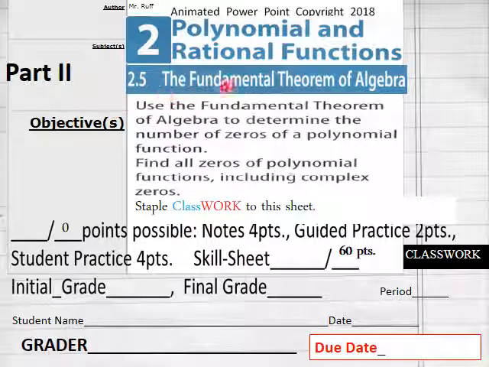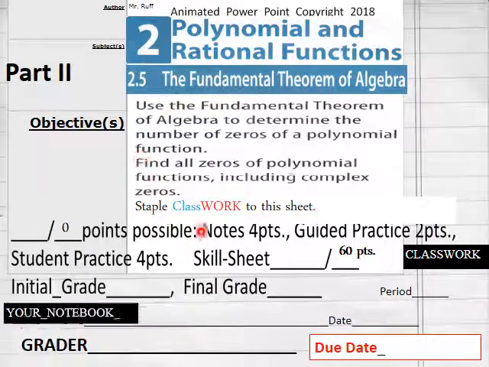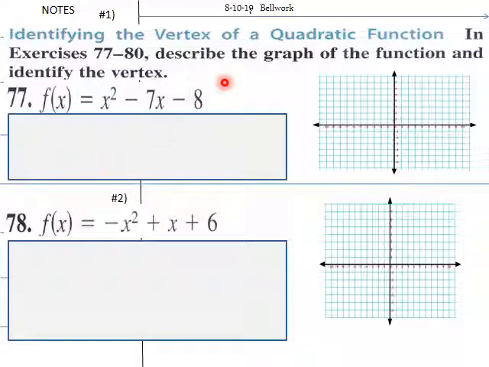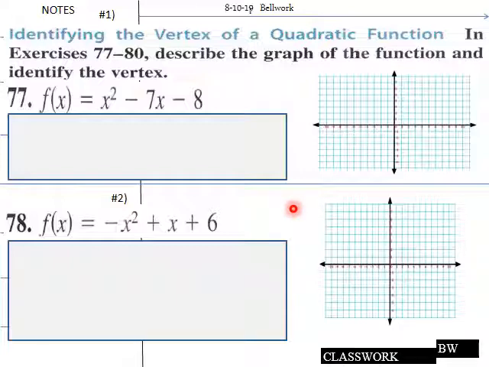Today, 2.5 Fundamental Theorem of Algebra Part 2 classwork. We got 60 points here in classwork and 0 points in notebook taking today. Teachers, today's bell work is describe the graph of the function and identify the vertex of these quadratics. Students, give your students about 5-6 minutes for these.